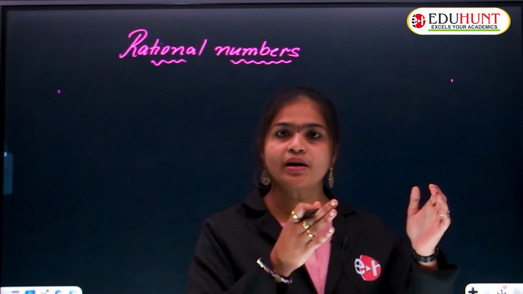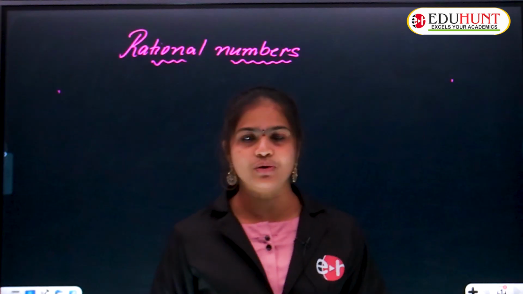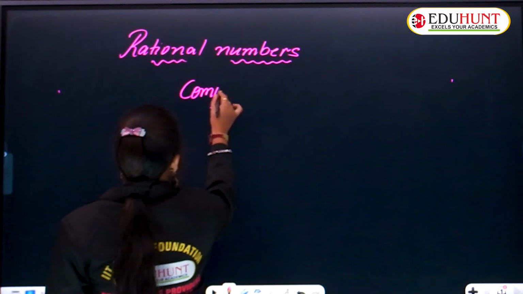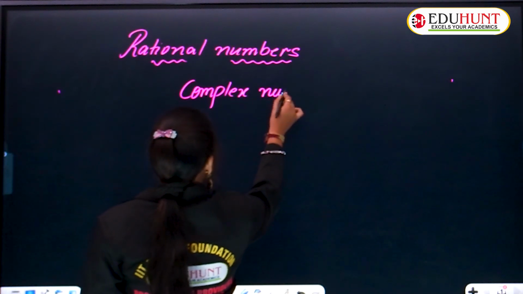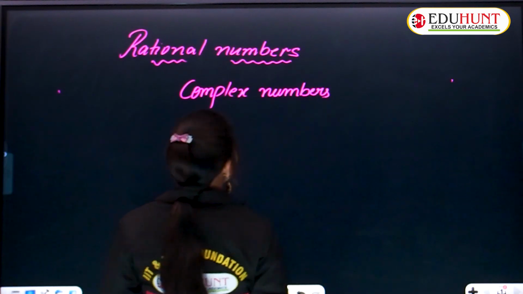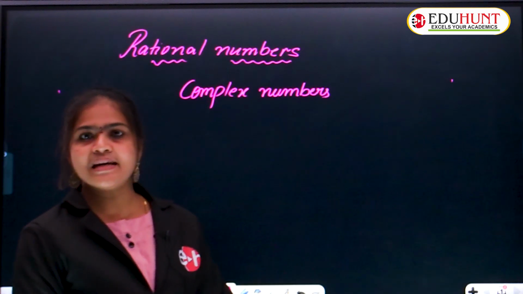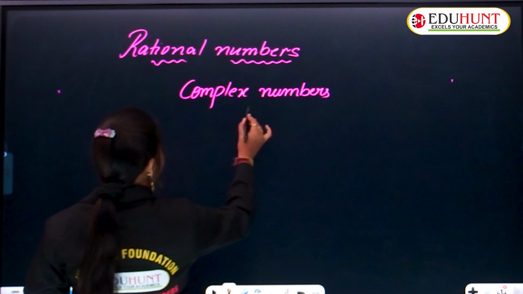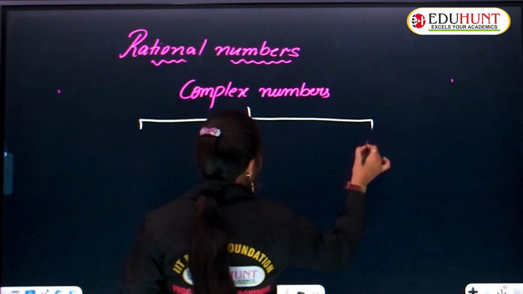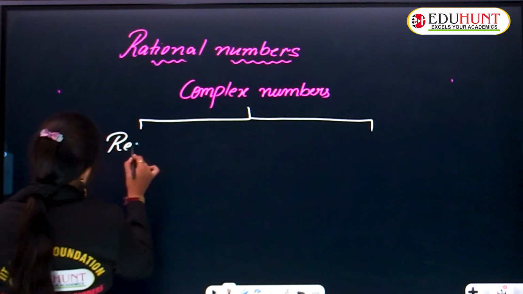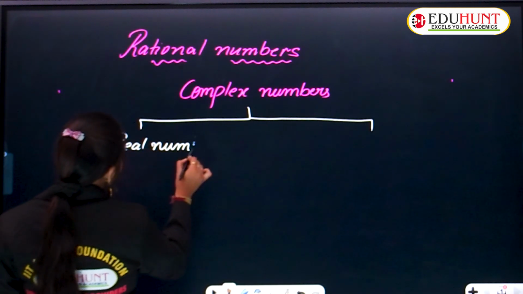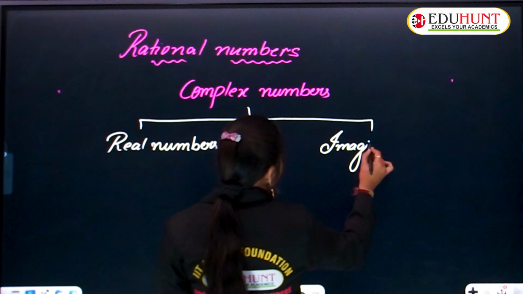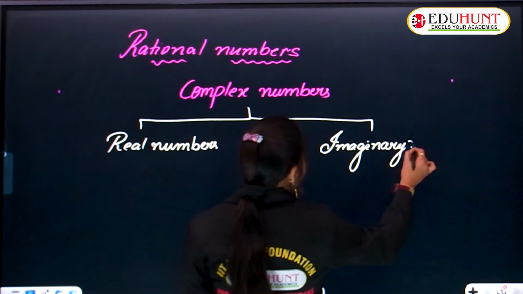So first, let us see the flow chart of all the types of numbers. We have complex numbers. All the types of numbers we will call complex numbers. Complex numbers are classified into two types. What are those? Real numbers and imaginary numbers.